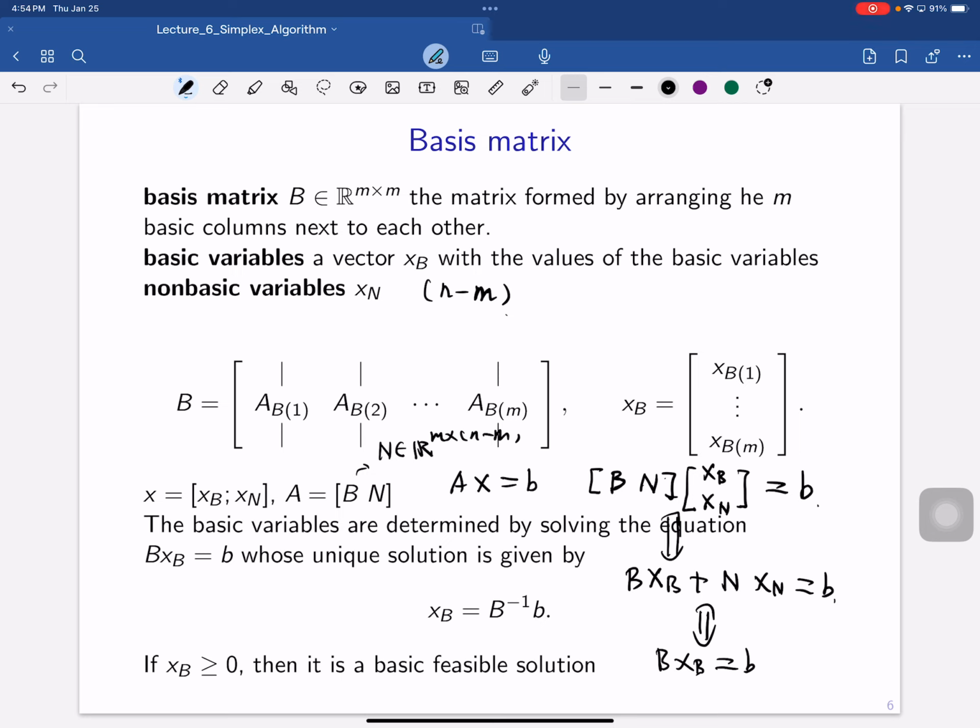You just divide the variables into two parts. One part is the non-basic one, the other part is the basic one. After you determine the non-basic one, you fix them as 0, then the basic variable will be uniquely defined because B is a square matrix. Okay?